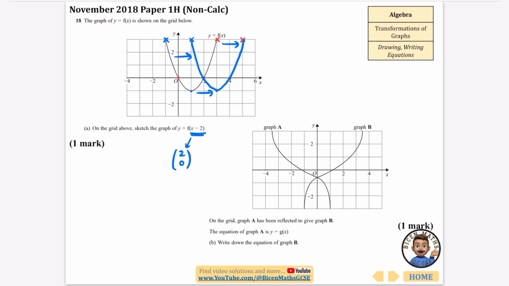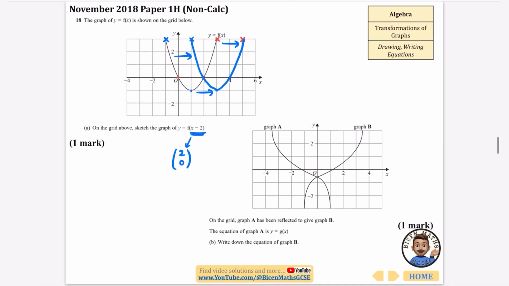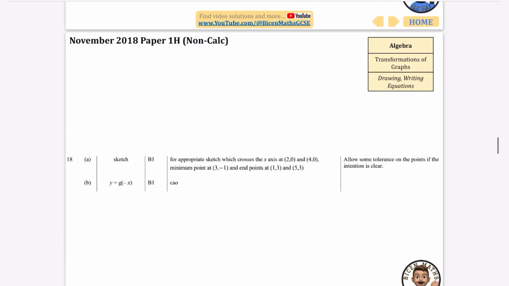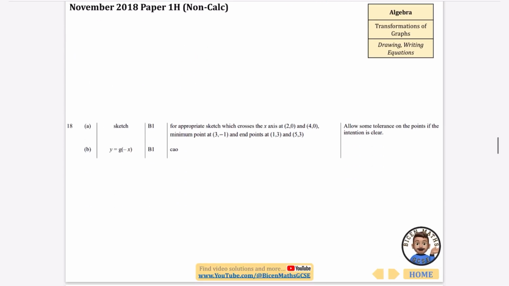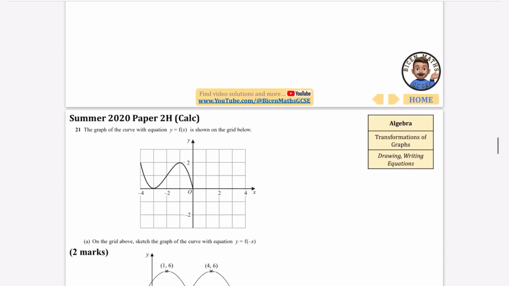It then says for a 1 marker here, on the grid graph A has been reflected to give graph B. The equation of graph A is y equals g of x. Write down the equation of graph B. So if it is a reflection in the y-axis, this is something you just need to know off by heart. It is that y is equal to g of minus x. That thing inside the brackets means that all the x coordinates are negating. In other words, it's a reflection in the y-axis. So we did get the sketch. Well, the sketch has got all of these bits here, but that is exactly the same as what we were trying to do. And then y equals g of minus x.